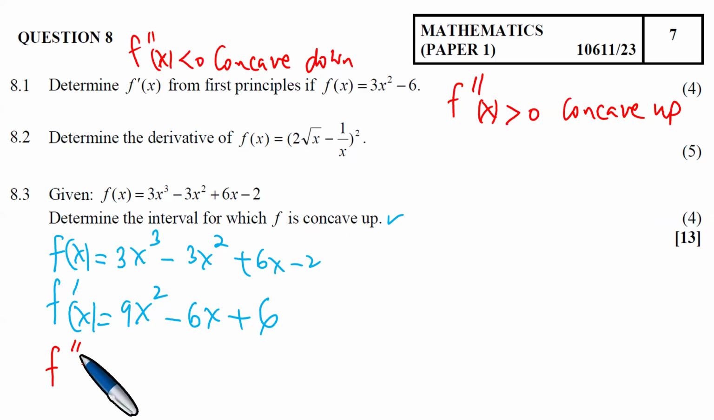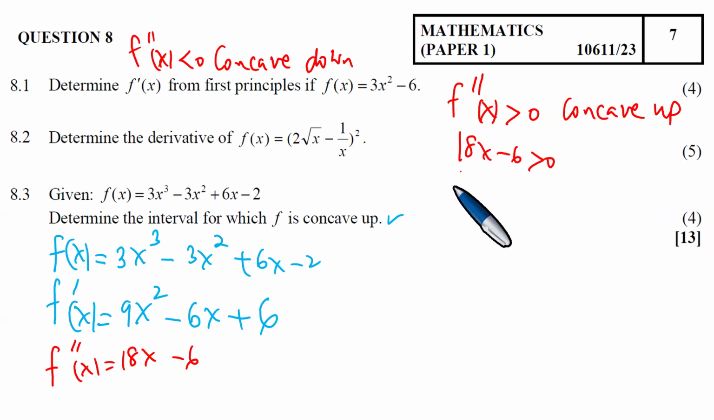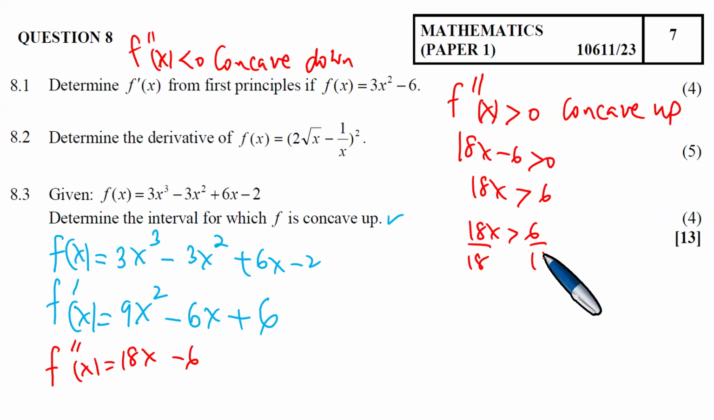Okay, now you find the second derivative here. What is 2 times 9? 18x minus 6. So that is the second derivative. But concave up means the second derivative is what? f double prime is greater than 0. Now, what is the f double prime? It is 18x minus 6 is bigger than 0, which is 18x is bigger than 6. You divide by 18, which means x is bigger than 1 over 3.